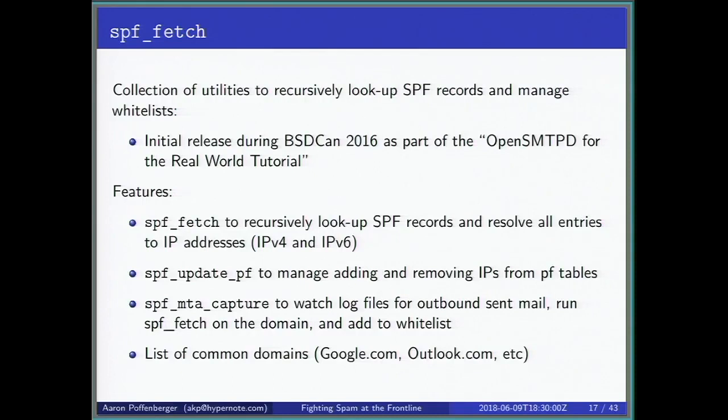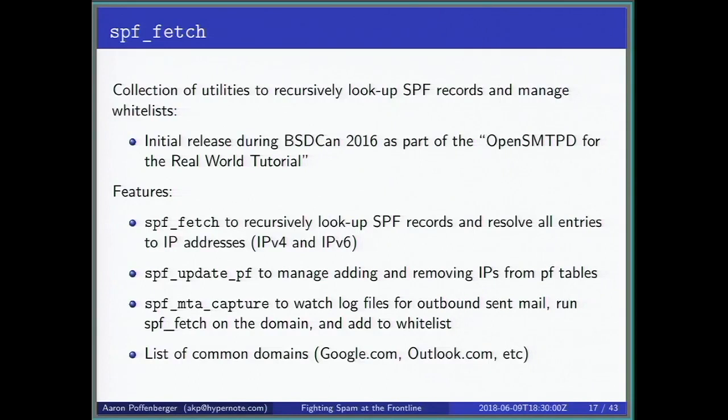So I created a script called SPF Update PF, which takes the output of that and then adds it to PF tables. One of the nice things about PF tables is if you load a table entirely and give it a list of IP addresses, it'll remove the ones that are already there but are not in the new list, and it'll add all of them. It's a very fast, very quick and effective way of updating your table.